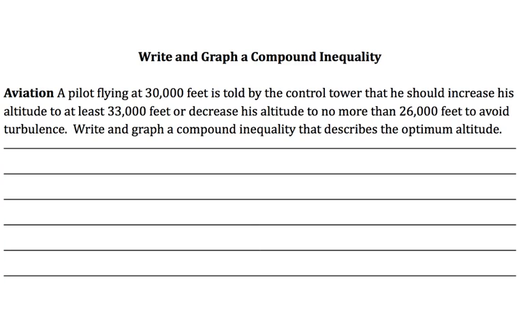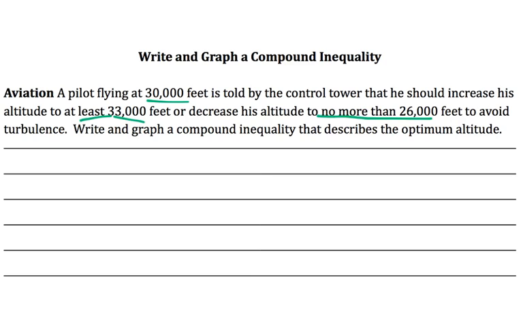Write and graph a compound inequality. So here we have a word problem. A pilot flying at 30,000 feet is told by the control tower that he should increase his altitude to at least 33,000 feet or decrease his altitude to no more than, I'm going to highlight at least, and no more than 26,000 feet to avoid turbulence. Write and graph a compound inequality that describes the optimum altitude.